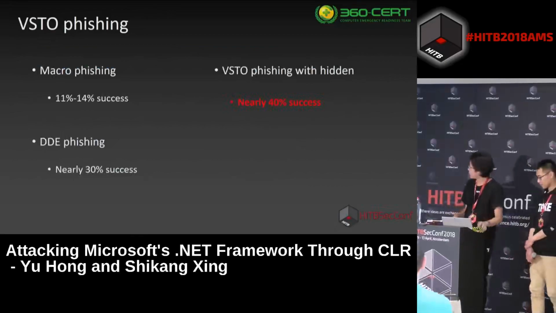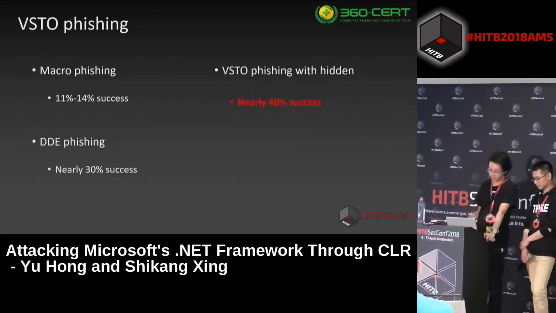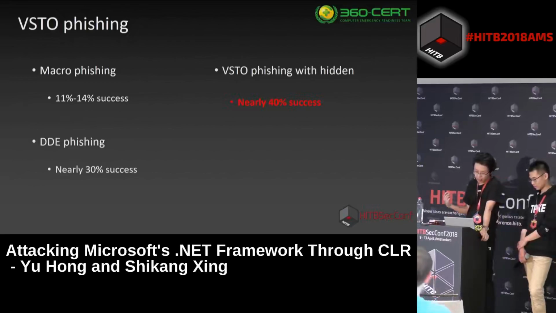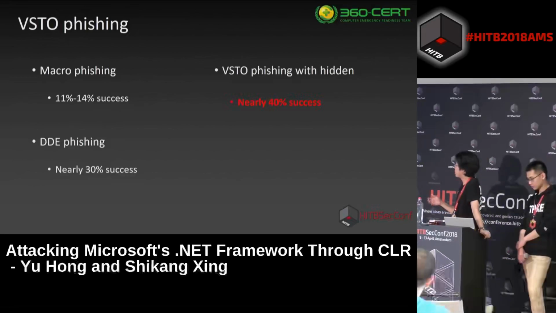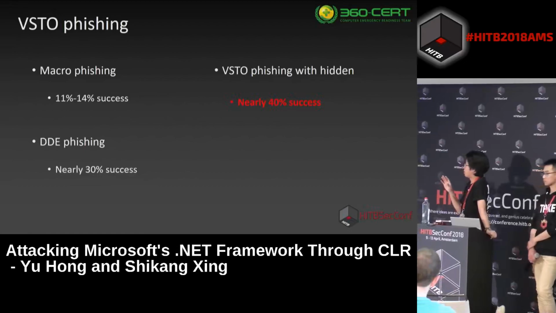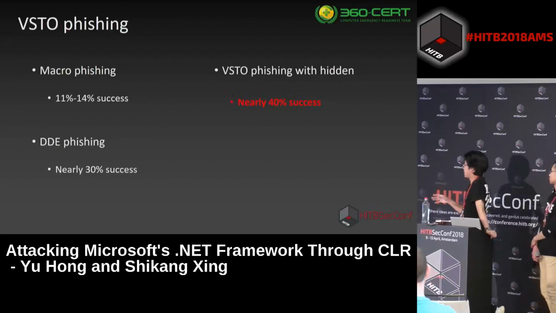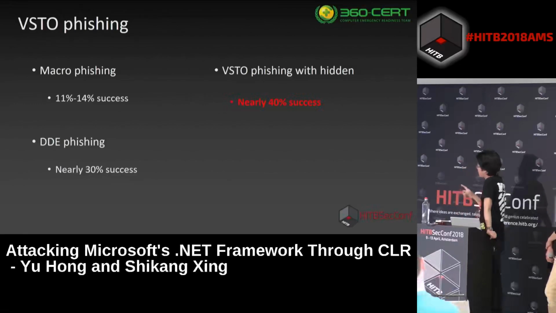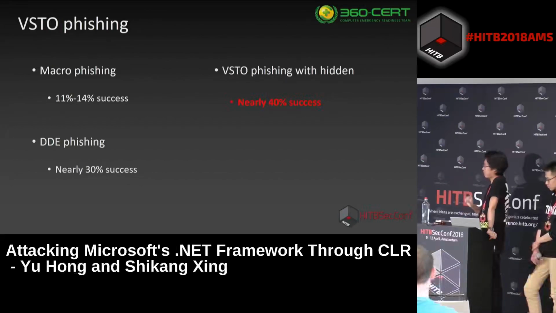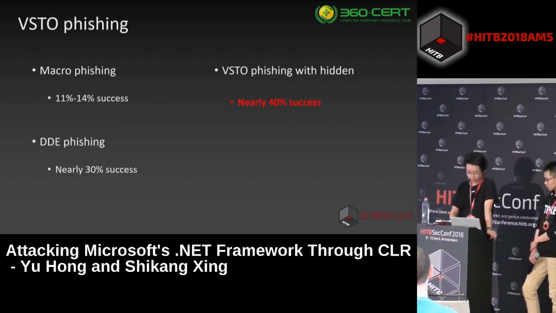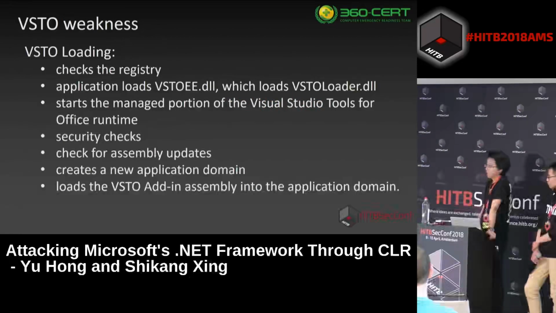And in this research, we got some results. The macro phishing is just 11% to 14% success, and the DDE phishing is nearly 30%, but the VSTO phishing with hidden is nearly 40%. So, expect the phishing.